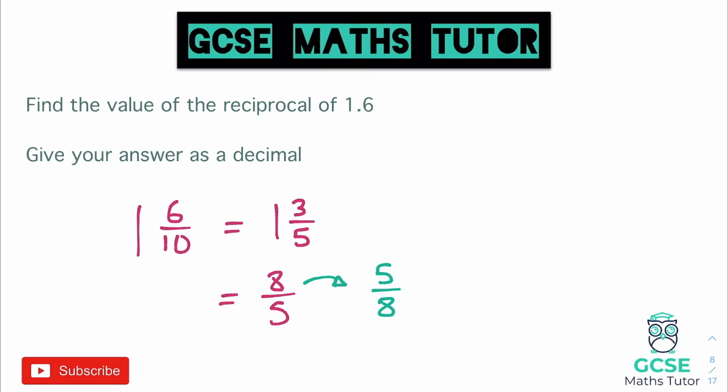Now this particular question has said to write your answer as a decimal. So if we just type that in our calculator, 5 divided by 8 comes out as 0.625. And there we go, there is the reciprocal of 1.6. It came out as 5/8, which as a decimal is just 5 divided by 8, which is 0.625.